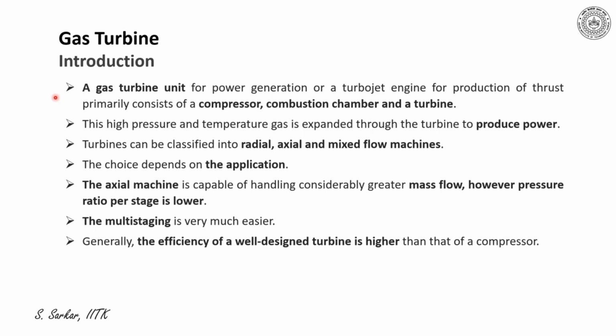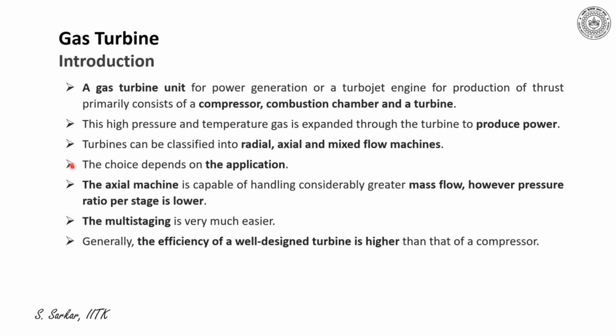A gas turbine unit for power generation or a turbojet engine for production of thrust primarily consists of a compressor, combustion chamber, and a turbine. Thus, the high pressure and temperature gas is expanded through the turbine to produce power. Like compressors, turbines can be classified as radial flow turbine, axial flow, and the mixed flow machines.